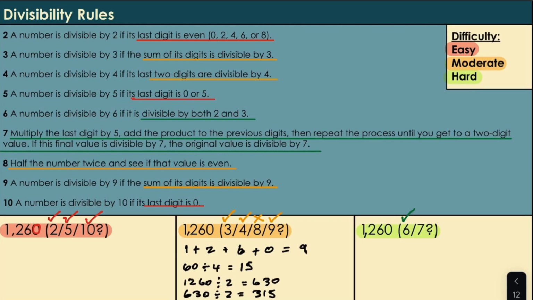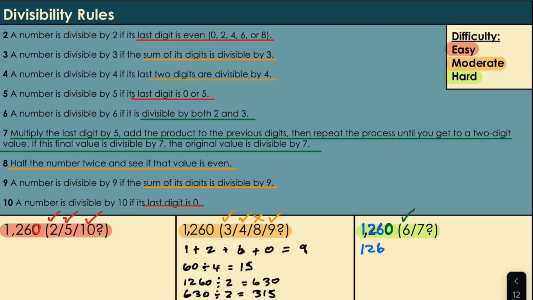What about 7? We follow this process. So the last digit is 0. Now 0, I have to multiply by 5. 0 multiplied by 5 is 0. Now the previous digits, I have a 1, a 2, and a 6. 126. And 126 plus 0 is 126.